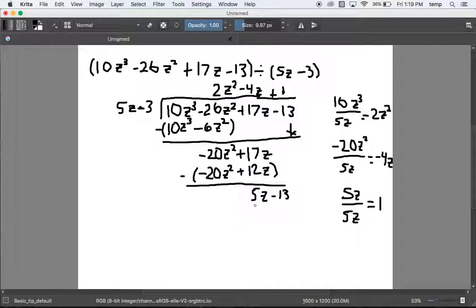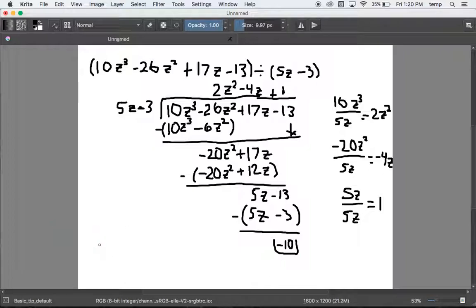Then we multiply out again. 1 times 5z is 5z. 1 times negative 3 is negative 3. And we subtract. 5z minus 5z is 0. Negative 13 minus negative 3, right? So this is going to be negative 13 plus 3. Leaves us with negative 10. And now, when we look and see how many times does 5z fit into negative 10, well, it doesn't, because this one doesn't have any z's down here. So this is our remainder.